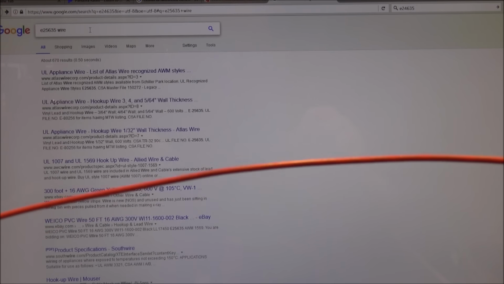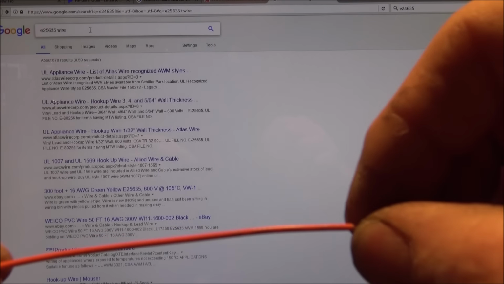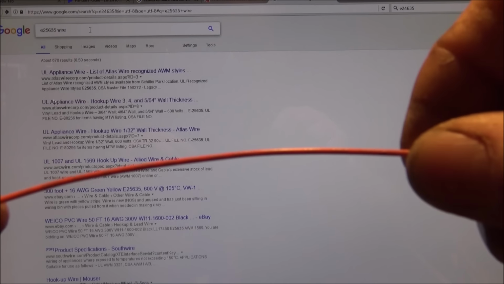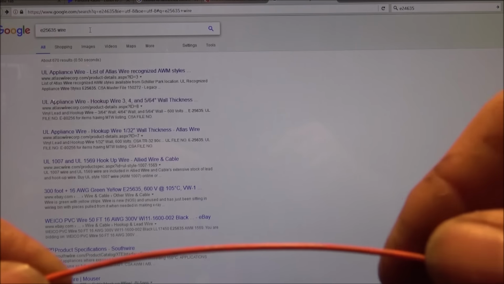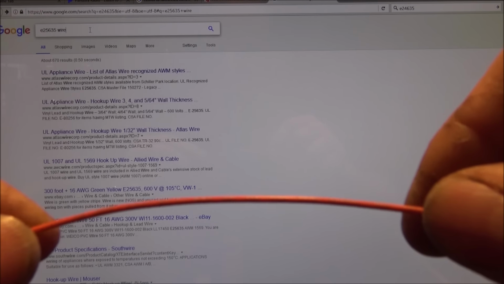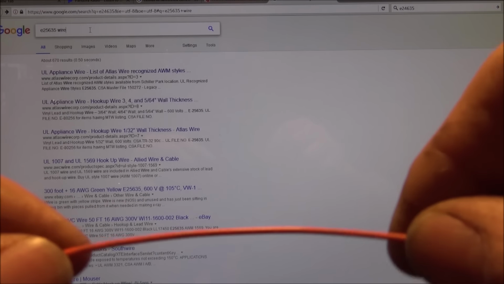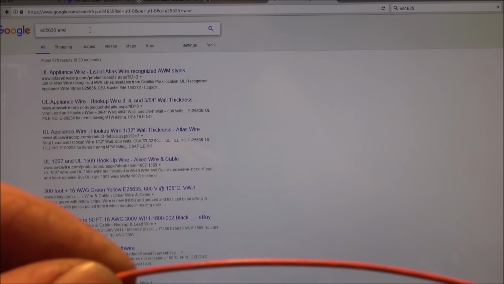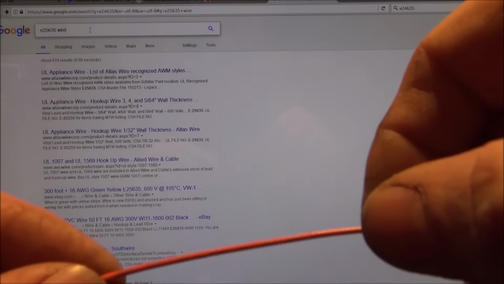So I grabbed this piece of wire out of the amp because I want to be able to sleep at night. I don't know how well this will come out on camera, but printed on the side of the wire is a part number and all of its ratings. It's very clearly stated here: its part number is E25635, and it's made by Allied, which is a UL appliance wire. This is something you'd put in your dryer or your HVAC system. It also gives the gauge, its size.